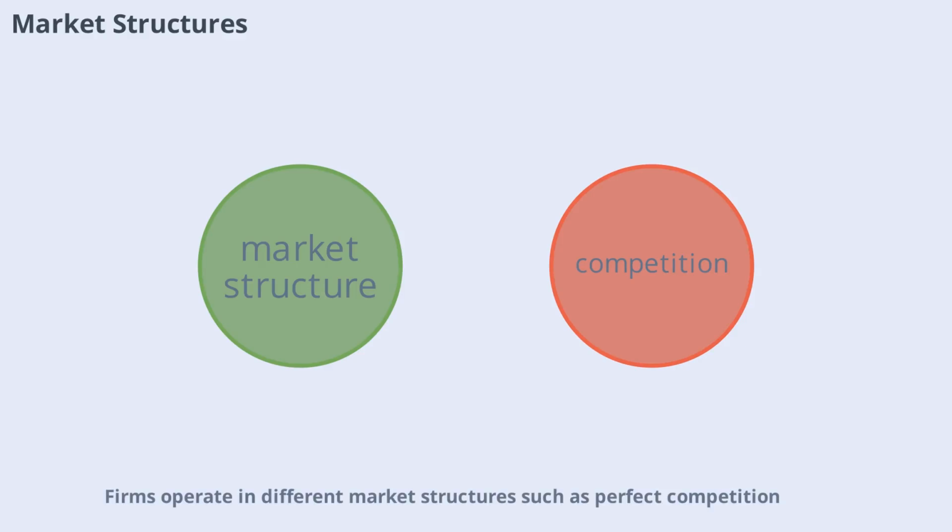Firms operate in different market structures such as perfect competition, monopoly, oligopoly, and monopolistic competition. Each structure influences how firms set prices, output, and strategies. Understanding market structures helps businesses anticipate competitor behavior and adapt their operations for success.